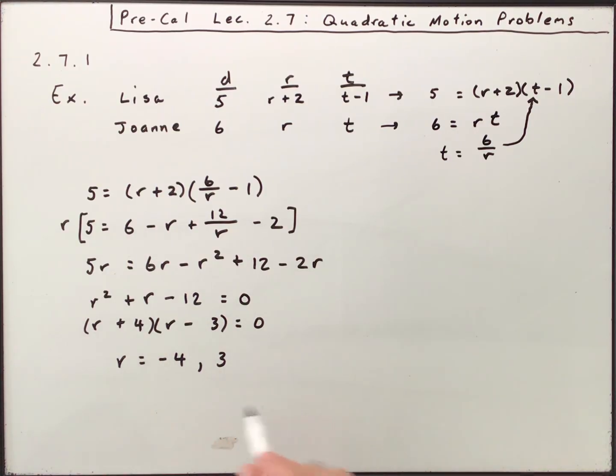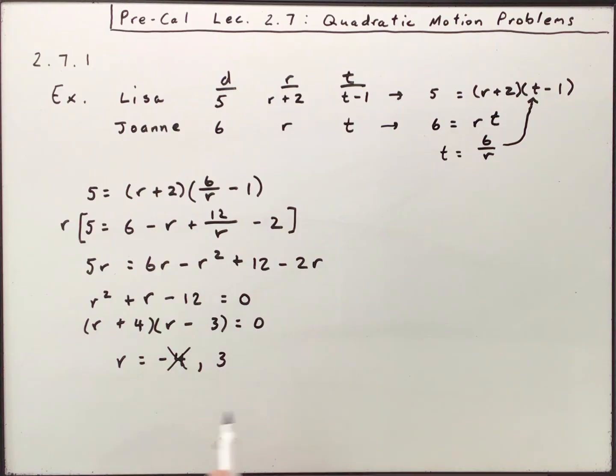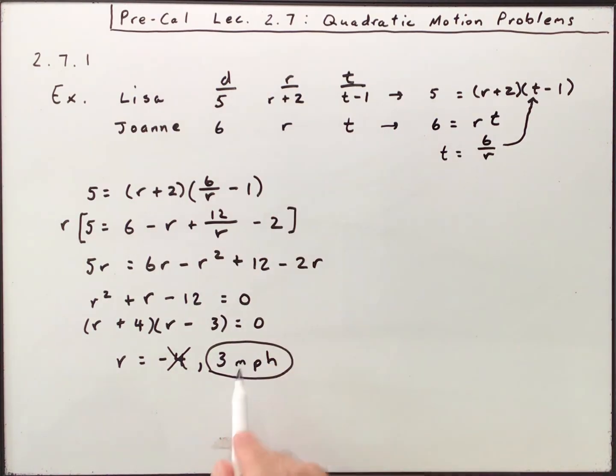Now, which one are we going to cross out? Well, you're not going to have a negative speed. You can have that in physics, but it denotes direction, and we're not really doing that in this class. And this is in miles per hour, right? If we look at it, 6 miles, so it's 3 miles per hour. And I don't have to make any adjustments because we wanted to know Joanne's rate, and that's why we put R in for rate. We're solving for R, and we can stop right there.